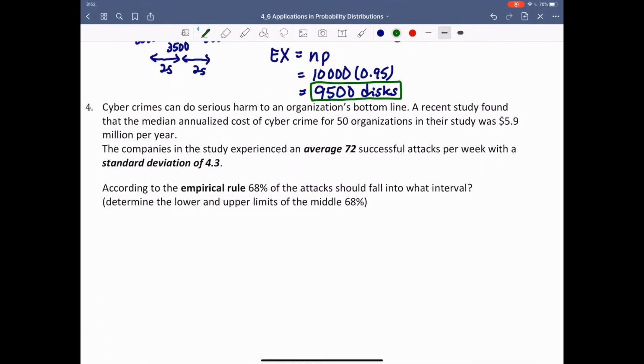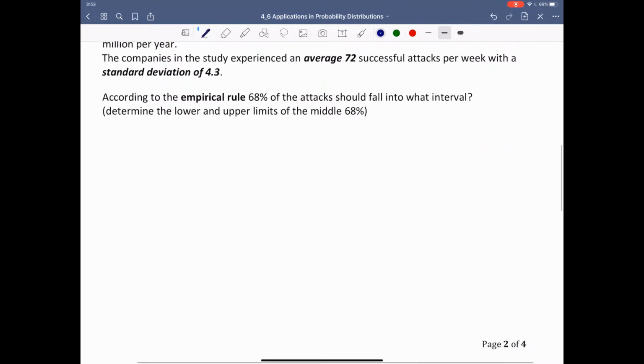Question number 4, it says, cybercrimes can do serious harm to an organization's bottom line. A recent study found that the median annualized cost of cybercrime for 50 organizations in their study was $5.9 million per year. The companies in the study experienced an average of 72 successful attacks per week with a standard deviation of 4.3. According to the empirical rule, 68% of the attacks should fall into which interval? And we want to determine the lower and upper limits of the middle 68%.